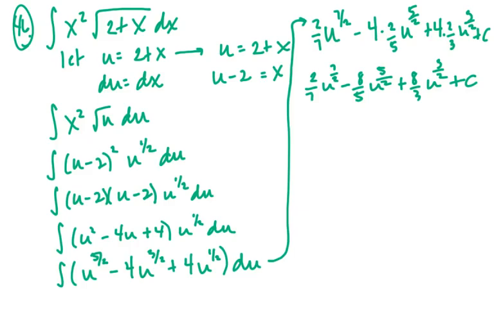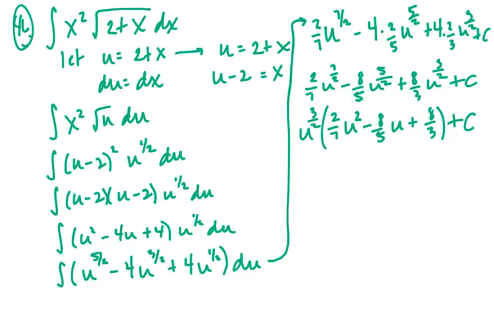Now you could factor your u out here if you wanted to. Let's go ahead and do that. We can factor out a u to the 3/2. And we have 2/7, and we're going to subtract the exponent. 7/2 minus 3/2 is 4/2, which is 2. Minus 8/5 u to the 5/2 minus 3/2 is 2/2, which is 1. Plus 8/3. That whole u went out, plus c.